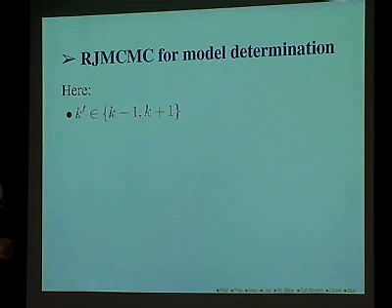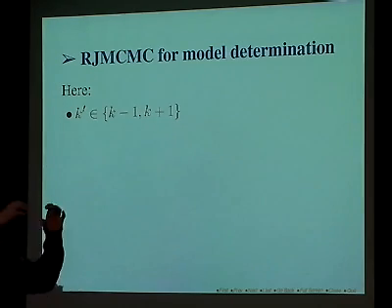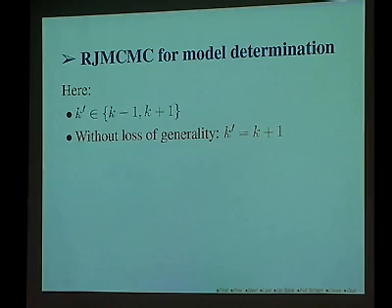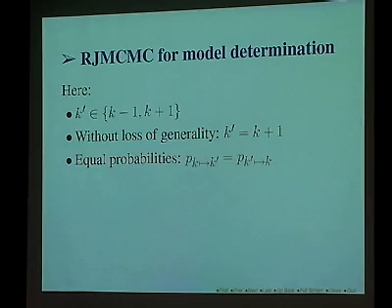In this case, I just walk within the neighbor dimension, up or down one dimension. One dimension means actually 3 parameters. So either I add a sinusoid with 3 parameters, or I go down in dimension by 1 sinusoid, so 3 parameters. Without loss of generality, we can say k' is k plus 1. I apply equal probabilities to move within the dimensions, so I draw a random number and walk up or down in dimensionality with equal probability.